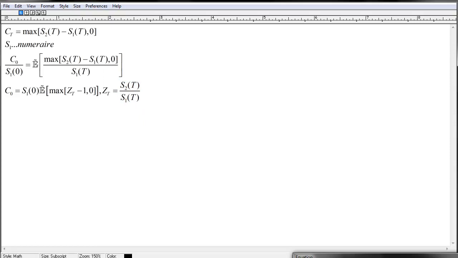The problem is that we have no idea what is the dynamics of zt whatsoever. So we cannot set up the expectation. The first thing is that we have no idea about the real world behavior of zt, and therefore we also do not have a notion about its behavior under the risk neutral measure, okay, this expectation under the risk neutral measure.